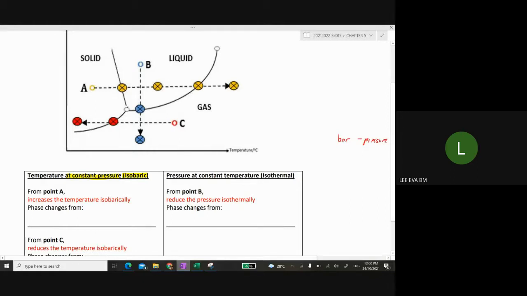So if you look at the first example, from point A, this is our point A, we increase the temperature isobarically. So it refers to you increasing the temperature at constant pressure. So the phase changes from, let's look first from point A to here is your boundary. Okay, so from solid, we start from solid. So you will go into the boundary. At this boundary, what do you see? What phase do you see?